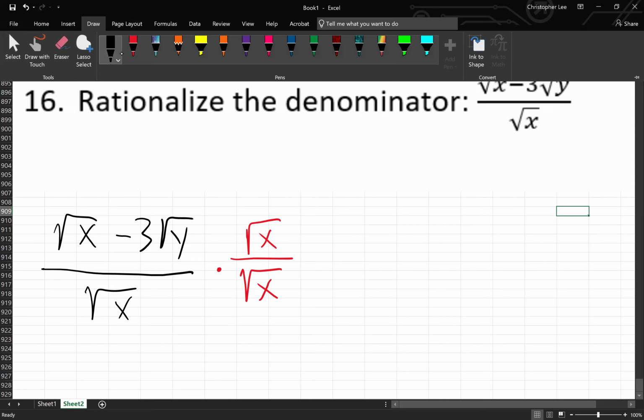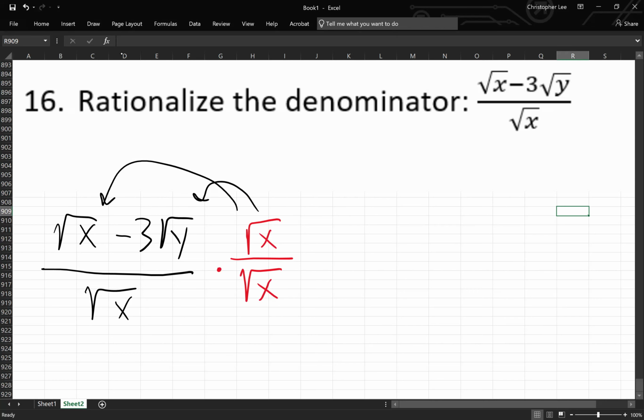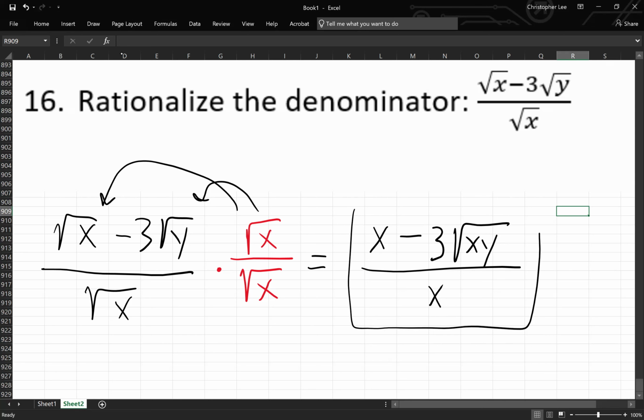And then the rest of it is straightforward, just distribute, all that good stuff, right? So square root x times square root x is x. I'm just going to write x, though, for time. And then square root of x times negative 3 square root y is negative 3 square root xy, perfect. And then square root x times square root x is just x, right? This is my final answer.